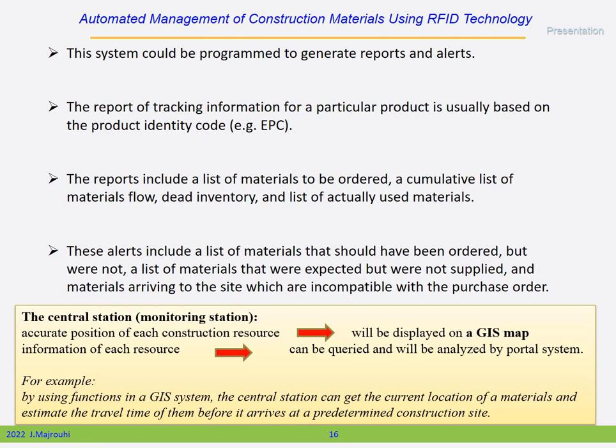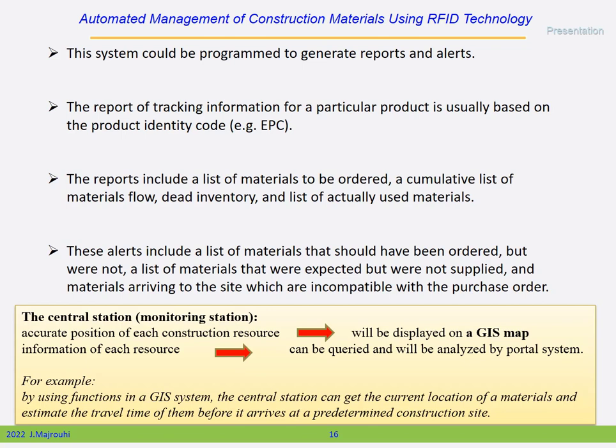The report of tracking information for a particular product is usually based on the product identity code. The reports include a list of materials to be ordered, a cumulative list of materials flow, dead inventory, and a list of actually used materials. The alerts include a list of materials that should have been ordered but were not, a list of materials that were expected but were not supplied, and materials arriving to the site which are incompatible with the purchase order.